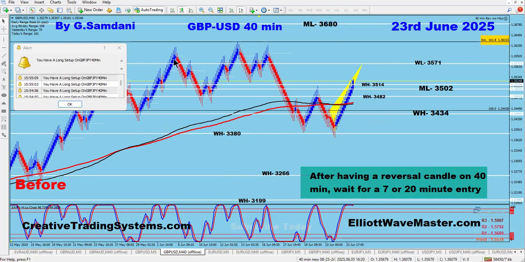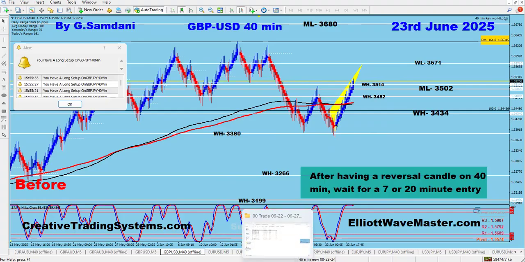This was a good trade, coming down, going up, coming down, then going up. I'll teach you how to judge this and how to open the trades from the 20 minute or 7 minute. I have written everything here. After you get the reversal candle, which is right there, and then a blue candle shows that you have a reversal already in place, wait for the 7 minute entry, which comes here, and the 20 minute entry is about to come here. Okay, so this is how it is.